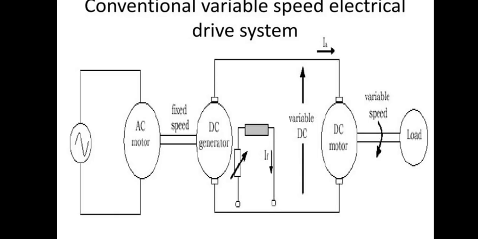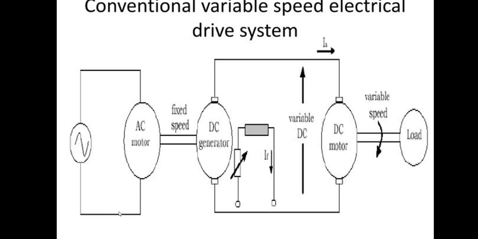The advantages of this Ward Leonard system are very smooth and stepless speed control, excellent dynamic response and torque control of the system, a wide range of speed control from zero to above the rated speed, high starting torque, and easy reversal of rotation.